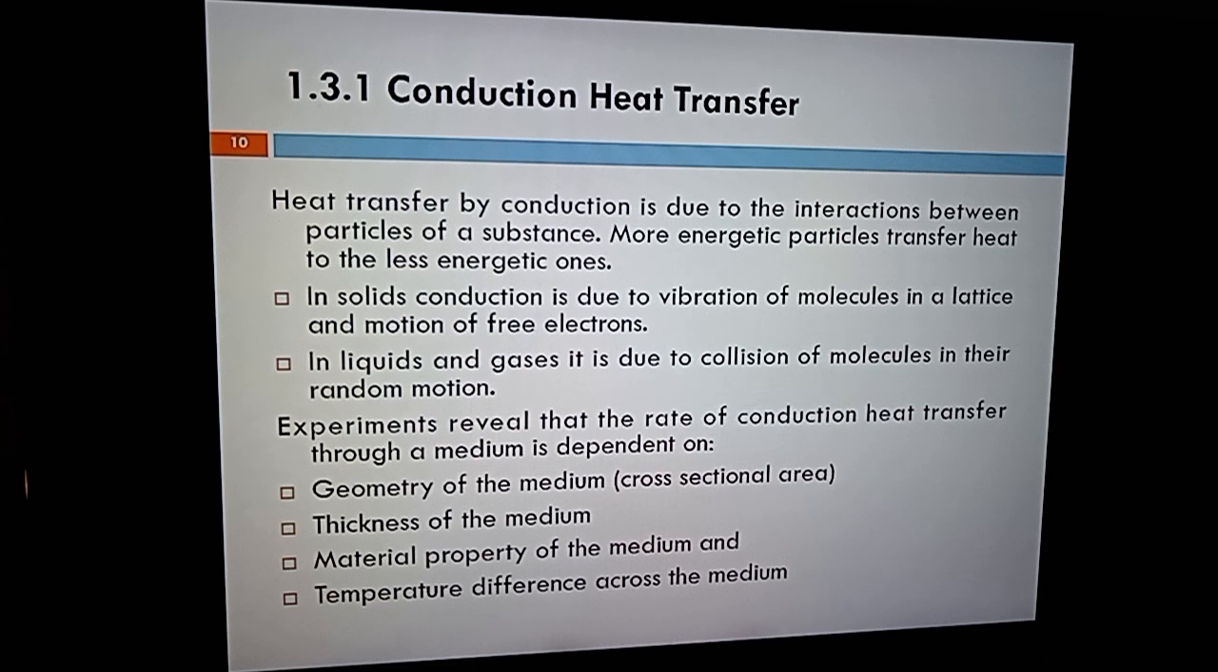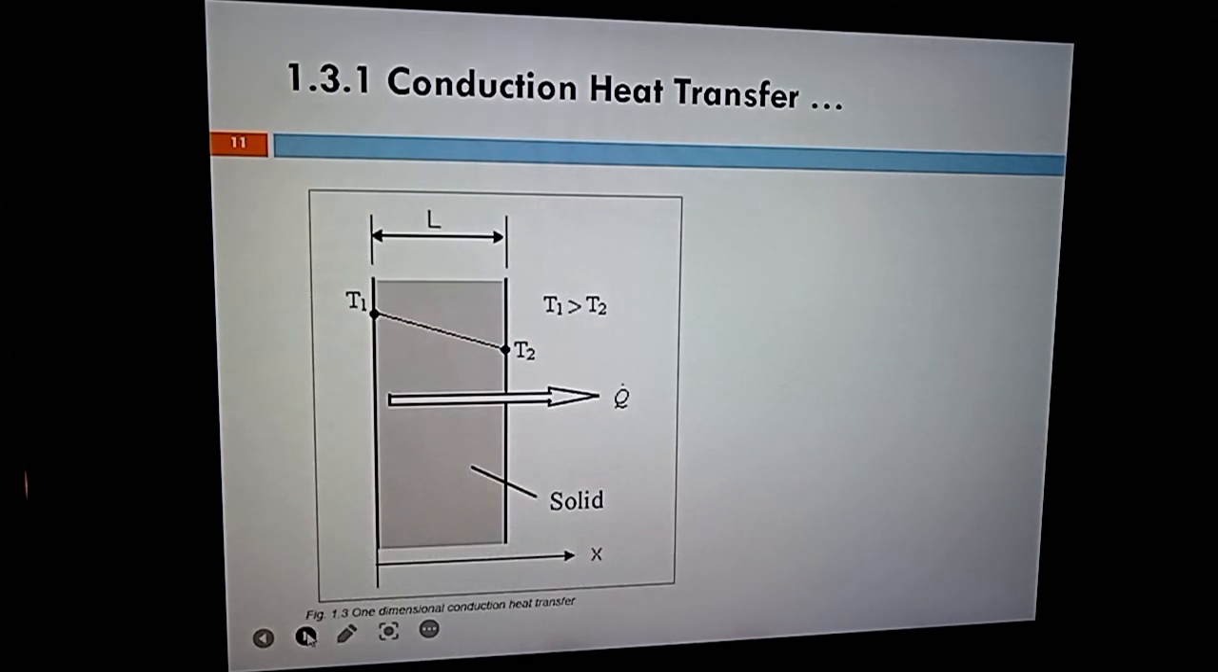Experiment reveals that the rate of conduction heat transfer through a medium is dependent on the geometry of the medium, thickness of the medium, material property, and temperature difference across the medium. Those are the properties it depends on. Temperature difference from this one to this one. T1 is the very high temperature zone. This one is the lower temperature zone. These are solid materials, as we can see.